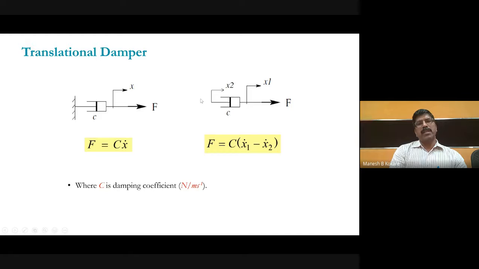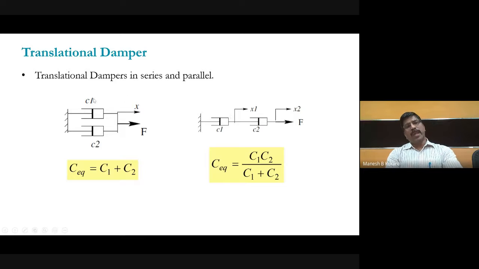Now, if both ends are open, meaning there is no fixed end, like x2 is not fixed and this end is not fixed, and you apply a force, then the relation between force and displacement is given by this displacement minus this displacement. So F equals C into (x1 dot minus x2 dot), the velocity at x1 minus the velocity at x2. So it is directly proportional to the difference of velocity, and the proportionality constant C is the coefficient of the dashpot.